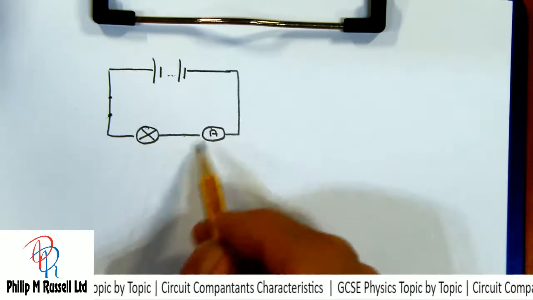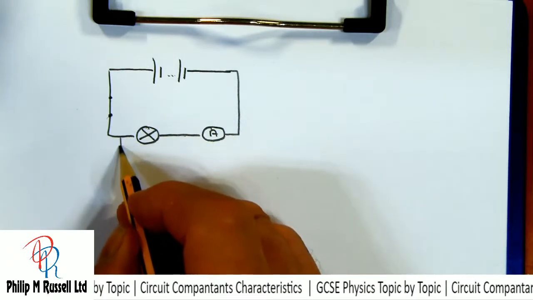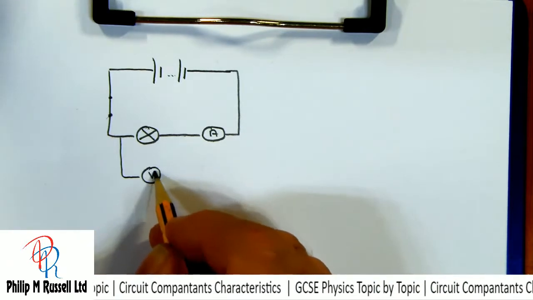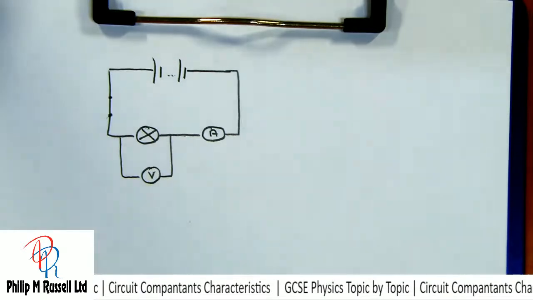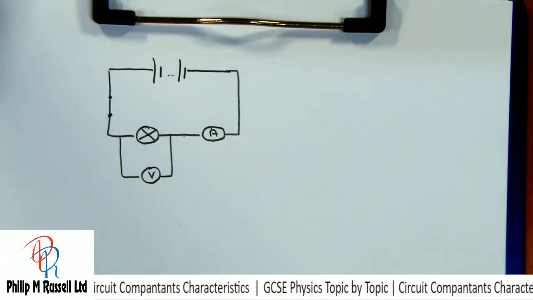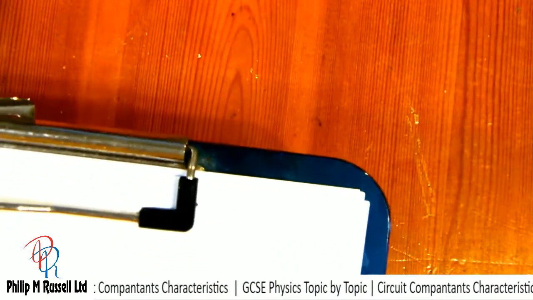Let's translate that into something, and then after I've done that, what I'm going to do is in parallel put in a voltmeter. So that's my circuit I'm going to try and draw. Let's relate that to what we really see.